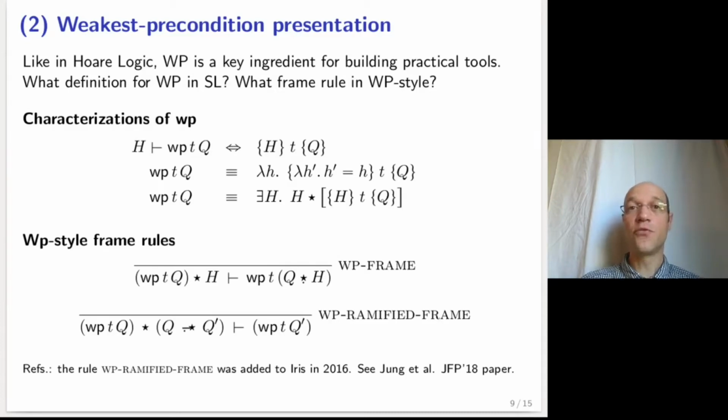The weakest precondition frame rule can be read as follows. If I own a resource, a state, in which I can execute the term t and obtain the postcondition Q, and separately I own a piece of state described by H, then altogether I own a piece of state in which the execution of t terminates and produces a postcondition described by Q extended with H.